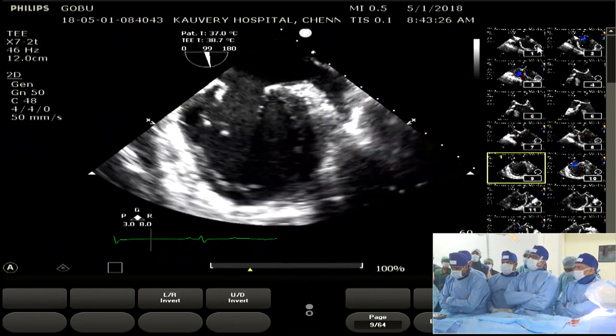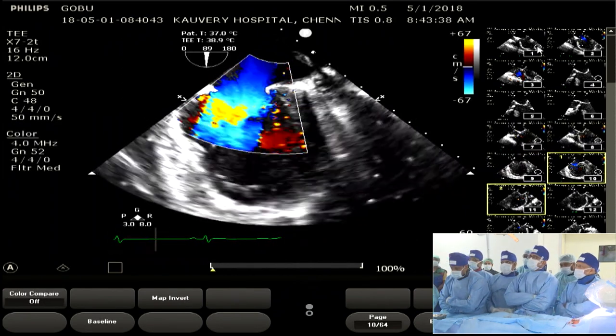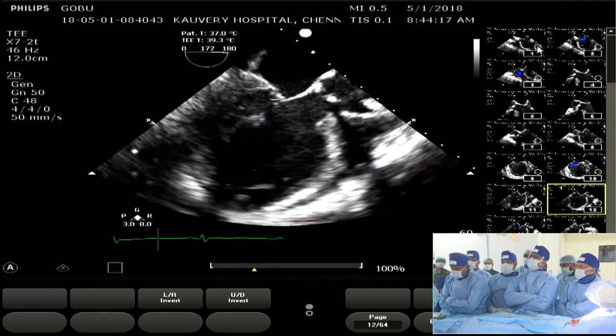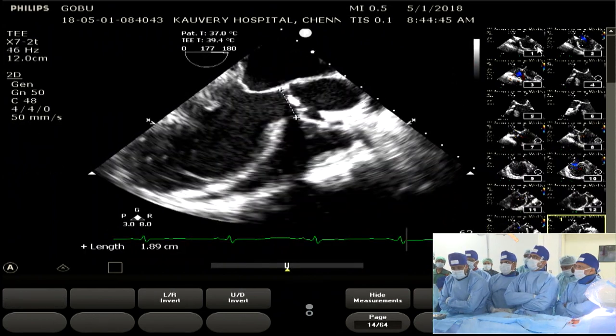2-chamber view. So here on 3-chamber view, we have 18.9. You can see the sinus has a weird shape.